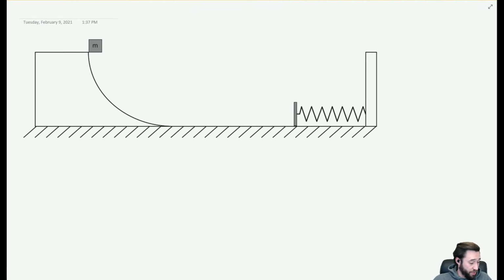Like I just mentioned, the one that I did for first block, it started up here and it's going to travel down and then compress the spring. In this example, we're going to have it fully compressed, so that's going to be at state 1. It's going to travel horizontally at state 2, and then state 3 is going to be when it reaches the maximum height.